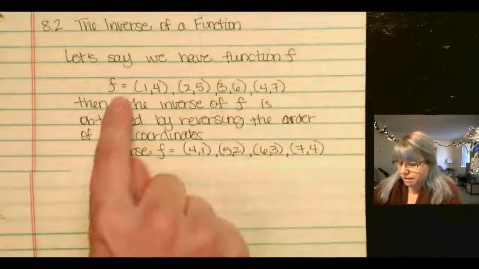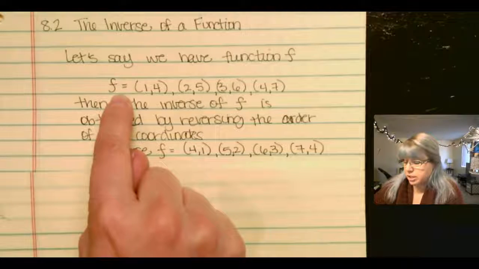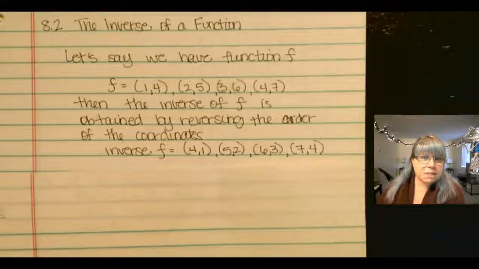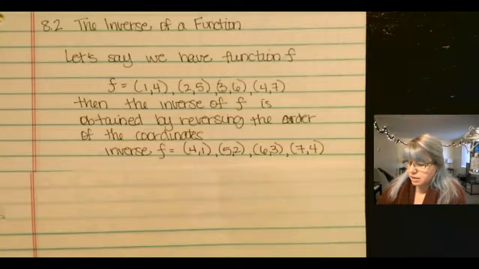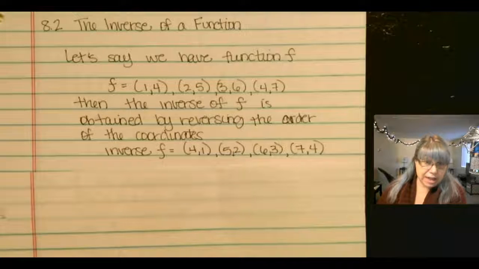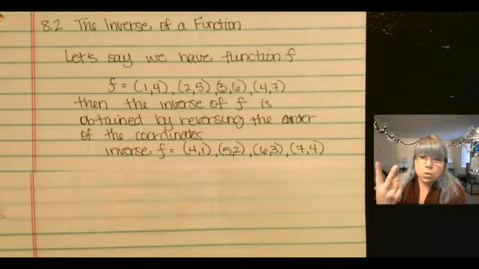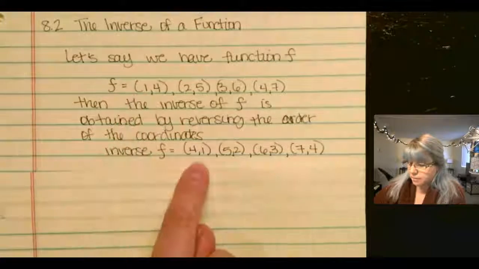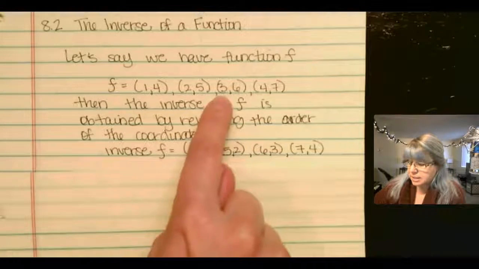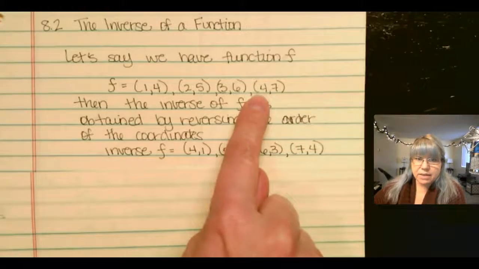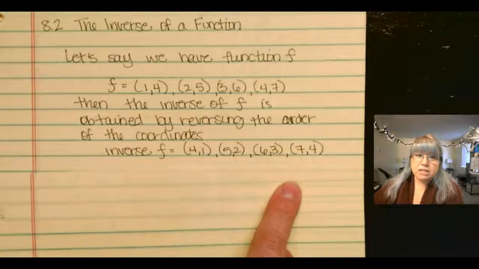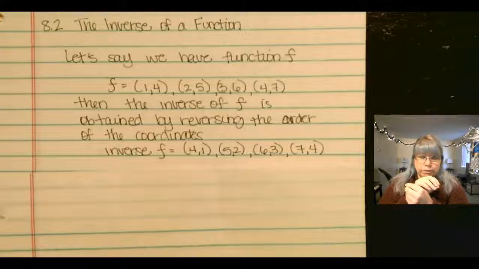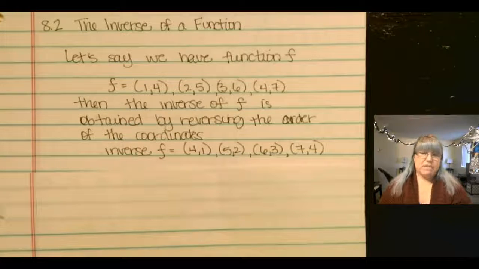So we had a function f, and inside this function, we have points (1, 4), (2, 5), (3, 6), and (4, 7). The inverse of the function f is obtained by reversing the order of the coordinates. So the inverse of f will be (4, 1), (5, 2), (6, 3), and (7, 4). We reverse that order. Now it's not bad. When we're given the points, we just switch them. We reverse the order. But generally, we're not given a function in that sense.